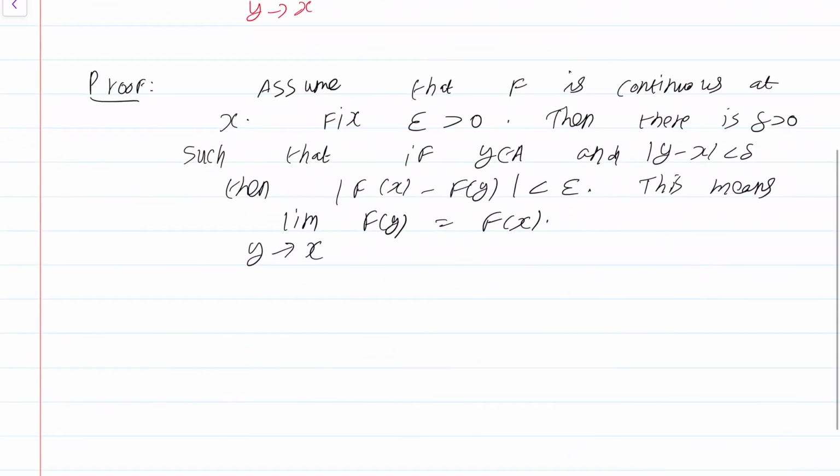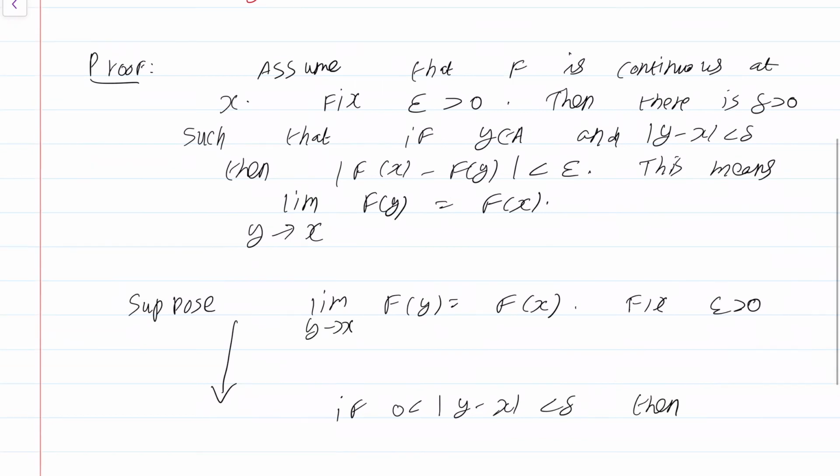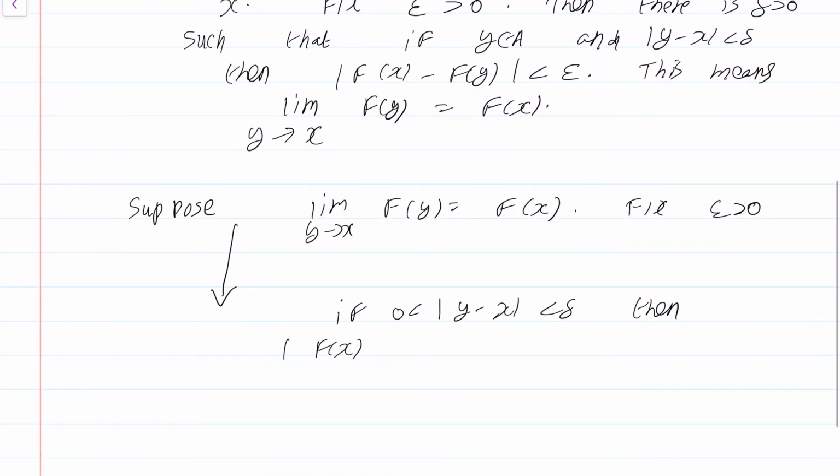Okay, what about the other direction? Suppose limit y going to x f of y equal to f of x, and I have to write something down for the 18th time now. Fix epsilon greater than 0. Then I'm practically getting bored of this. There is delta greater than 0 such that if 0 less than mod y minus x less than delta, then mod f of x minus f of y is less than epsilon, right?